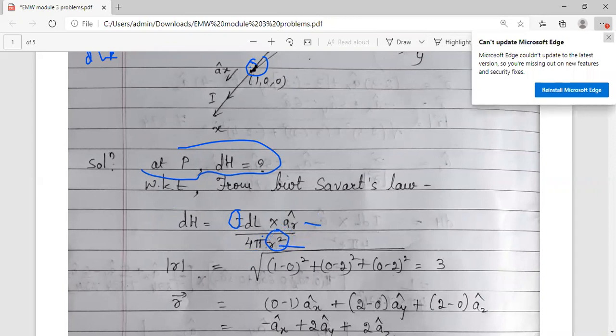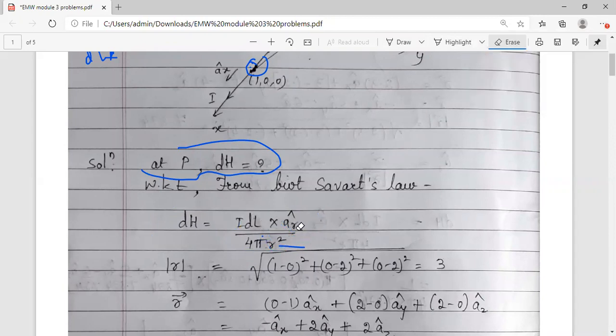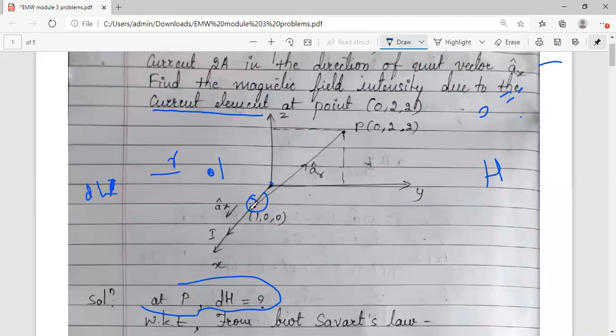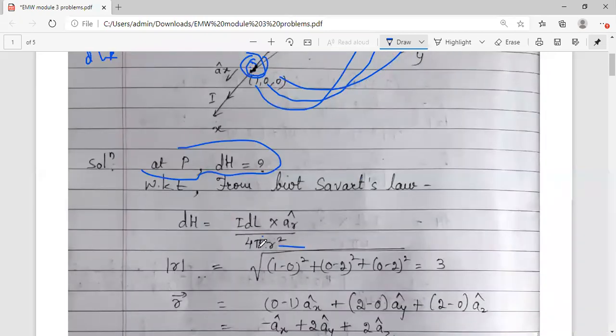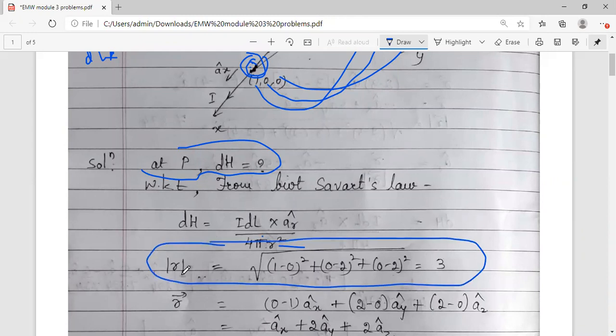So if I take the R value, how will you calculate R? R is the distance between that small element and the point. So line joining के बीच का distance R होगा, small r. So you can use the distance formula, square root of, what are the x coordinates? 1 and 0. Root of (1 minus 0) whole square plus y coordinate (0 minus 2), z coordinate (0 minus 2). So if I take that square root, I will get the magnitude of r. I have got it as 3.